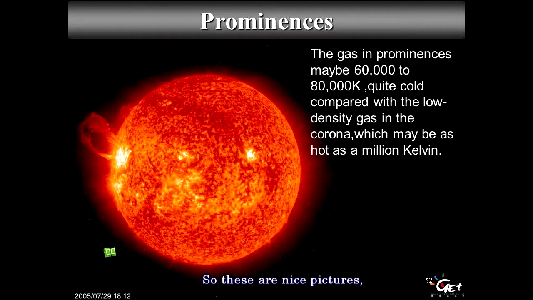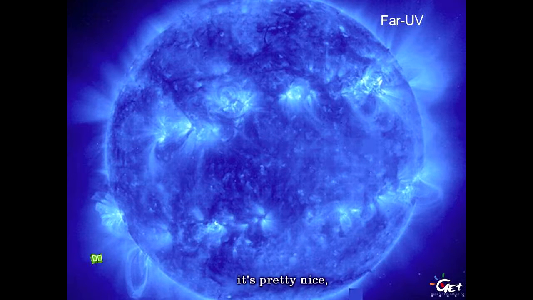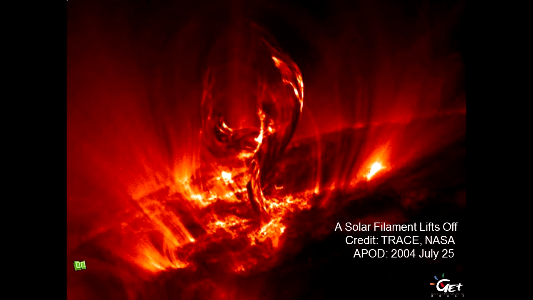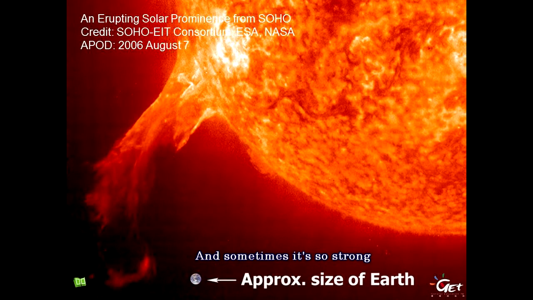So these are nice pictures in far UV again of these prominences, these ejections that follow those very, very strong magnetic fields. And another one here, it's pretty nice, you can see the reconnection. Given one sunspot, usually sunspots are grouped in packs, so you may have several of them. It's very active like that. Once again, another one. Solar filaments that lift off. And sometimes it's so strong that you just have a massive eruption and it never comes back. And when I say massive, look at the size of that thing compared to the size of Earth.